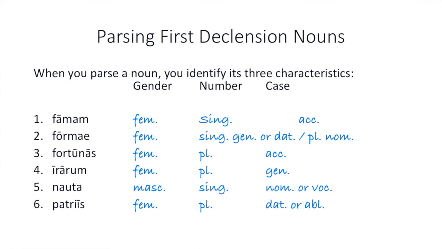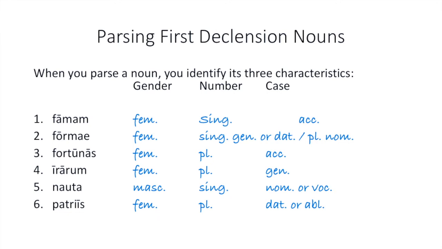Notice that for patriis, patri has an I, or is the stem for your noun. So that double I exists because the patri is in your stem and is is your ending. Also notice this could be multiple cases, just like nauta or formae.